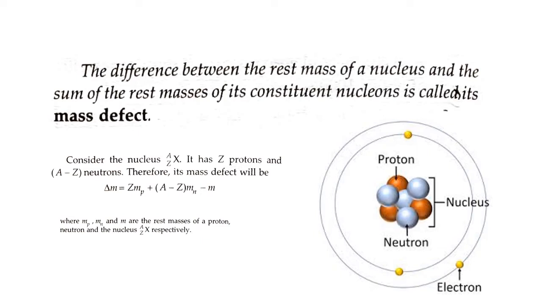It has been studied that any stable nucleus, let us suppose, has a mass small m. Now let us consider the mass of the proton, mp, and the mass of the neutron, mn. What has been noticed is that the mass of the nucleus is always less than the sum of the mass of the proton and neutron.